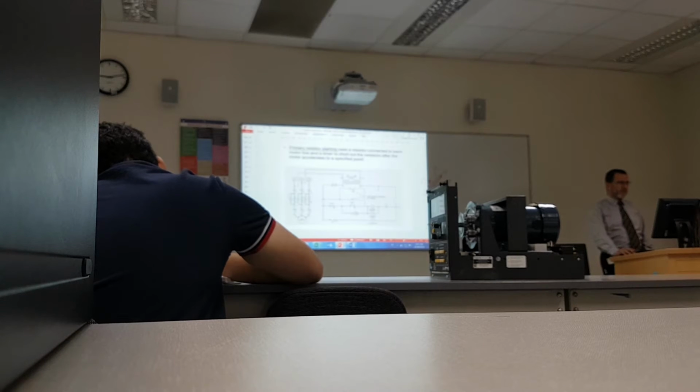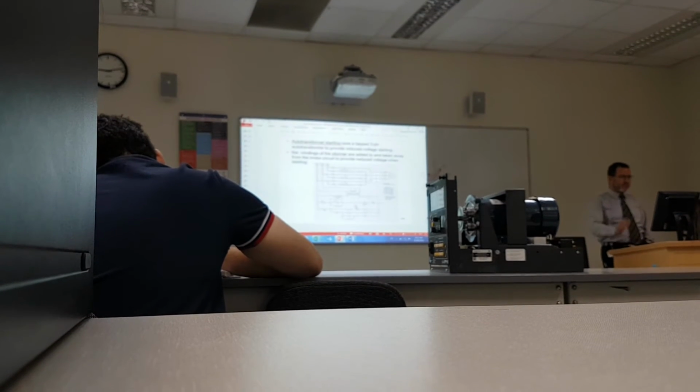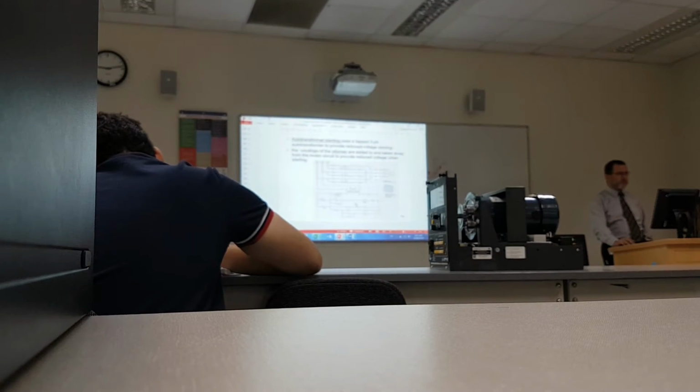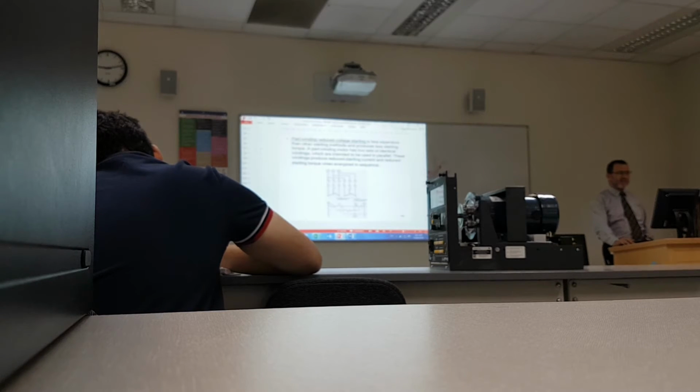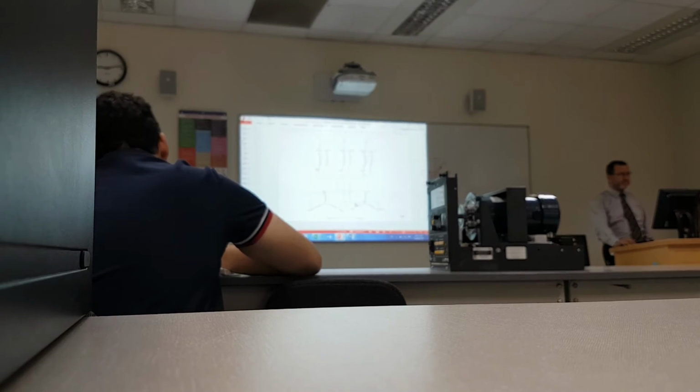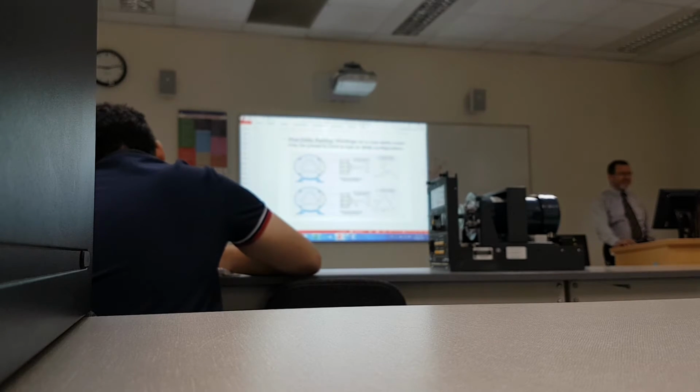So this is one method, the primary resistor starting. This is auto transformer starting. Part winding reduced voltage starting. And then we've got star delta.